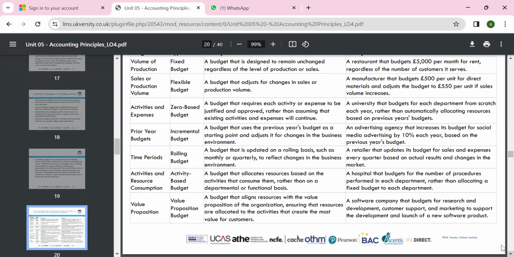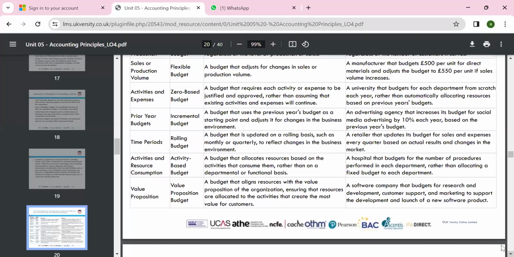Value proposition budget: a budget can be in line with the resources and the value proposition of the organization, ensuring you allocate your activities to create the most value for the customer. If the customer is happy, you'll get more money. For example, a software company budgets for research and development, customer support, marketing, and development and launch of new software. They need more money.